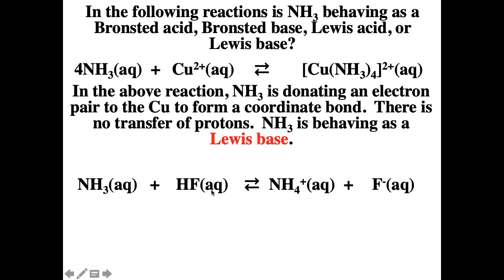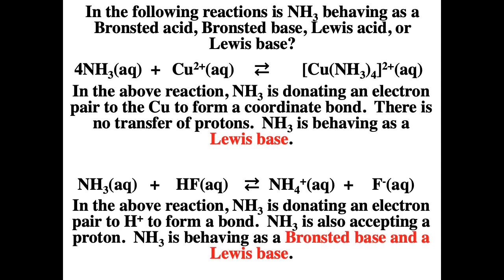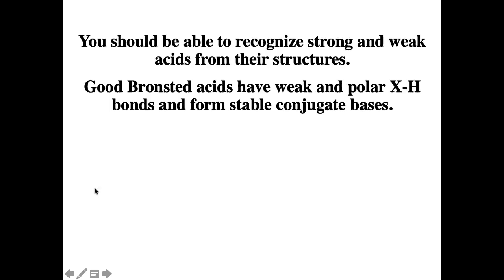Now down here, we have the same question. It's a little bit trickier. Notice that you do have a transfer of hydrogen ions. Ammonia is grabbing that hydrogen ion, forming the ammonium ion, and so we'd say that it's behaving like a Bronsted base. But it's doing that using a lone pair of electrons. And so in this reaction, we can use either Bronsted theory or Lewis theory to describe it. We say that ammonia is behaving like both a Bronsted base and a Lewis base.